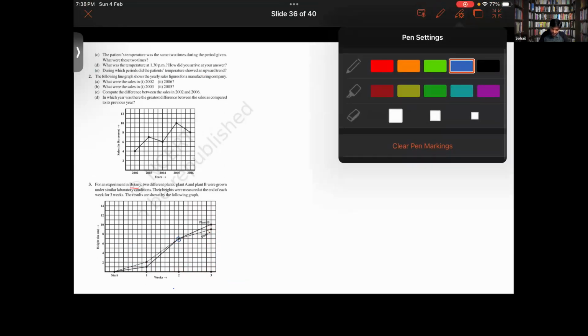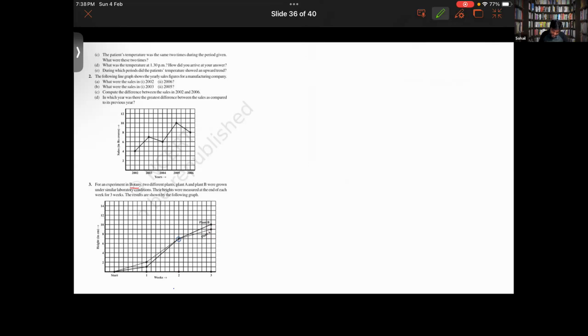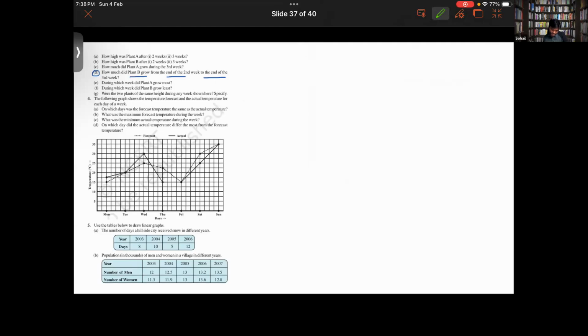So here it has attained a height of 9 centimeter, right? Yes, sir. Here at the end of week 3, it will be 7. It's not 9, it's now 10. 7. See, here it is below. No, it's asking about plant B now, I think.